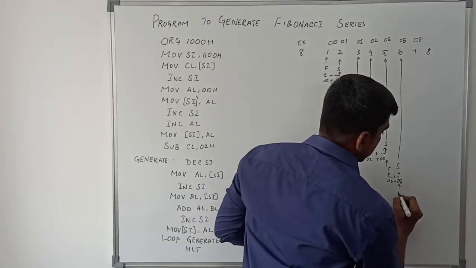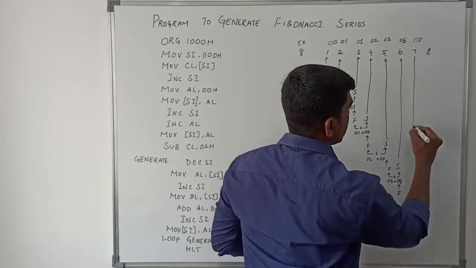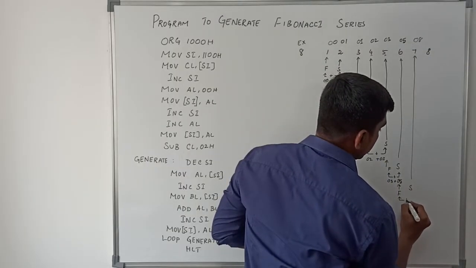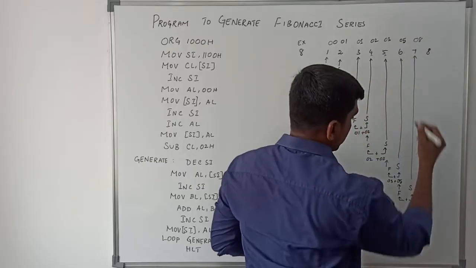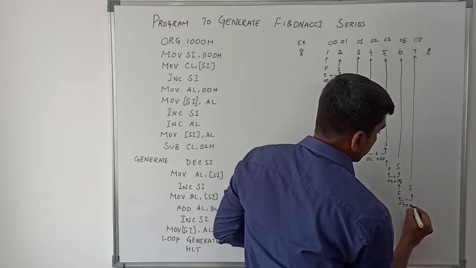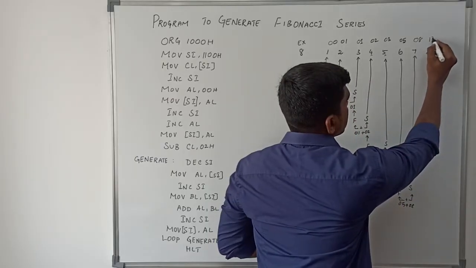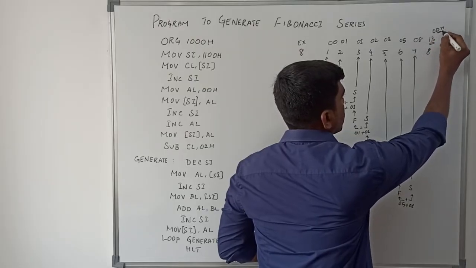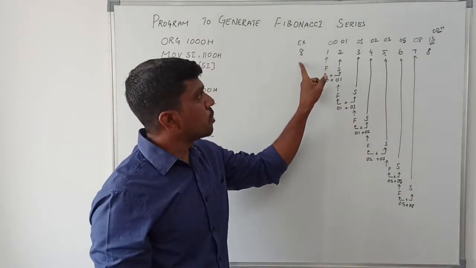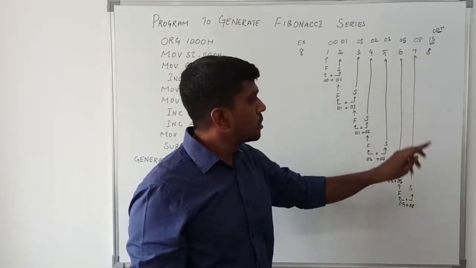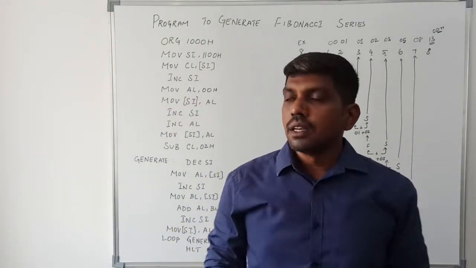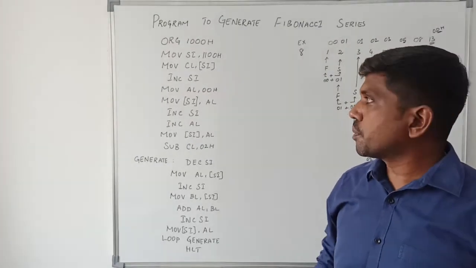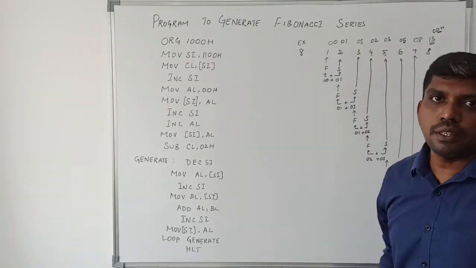And the final one. This one is the first number, this one is the second number. Adding these two numbers, 05 plus 08, the result is 13. So 13 equivalent in hexadecimal is 0DH. So the Fibonacci series of 8 is 0DH. This is the simple manual calculation. This calculation is converted into an 8086 microprocessor program. Now I am going to explain the sequence of the program.